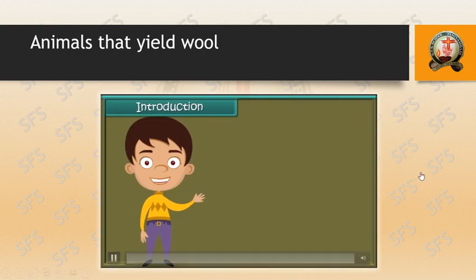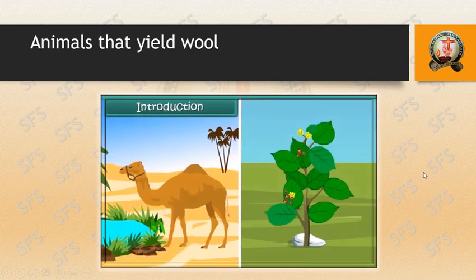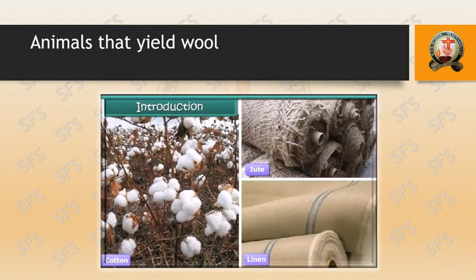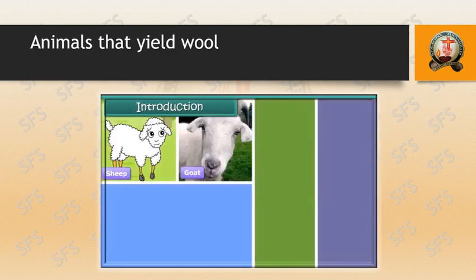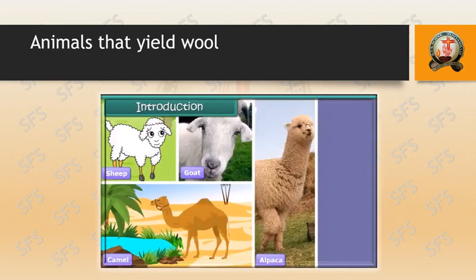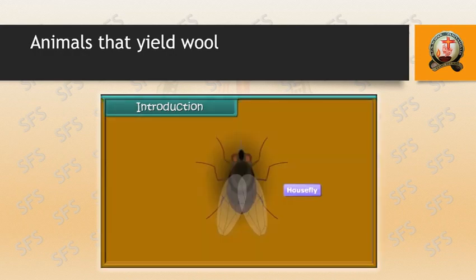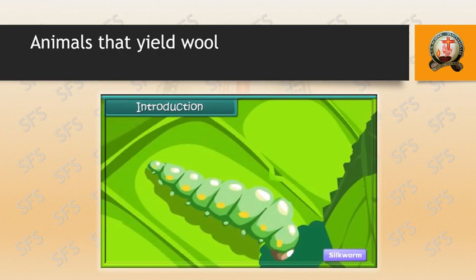Fibers are obtained from both plants and animals. Some familiar plant sources of fiber are cotton, jute, and linen. Some well-known animal sources of fiber are sheep, goat, camel, alpaca, and llama. If we treat insects as different from animals, then the silkworm can be classified as an insect source of fiber. In this lesson, we learn about an animal fiber, namely wool, in detail.